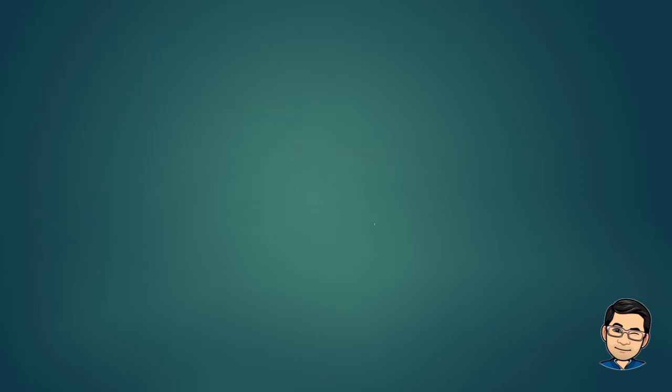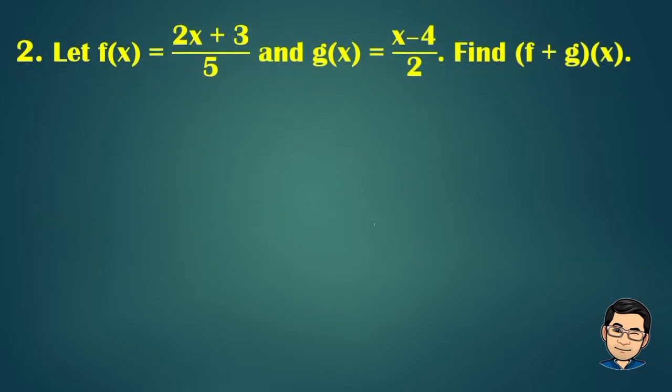So, for our next example, let f of x is equal to 2x plus 3 all over 5 and g of x is equal to x minus 4 all over 2.